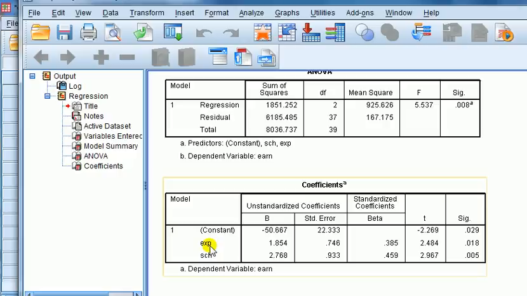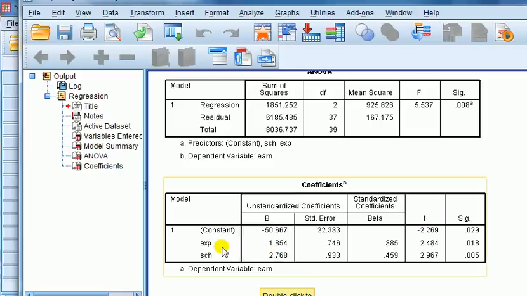on earnings, you expect that the more experience you have, the higher earnings you should get. So you'd expect a positive coefficient. Indeed we do, because it's positive, 0.1854. Schooling, you expect the more years of schooling you have, the higher the earnings. So we expect that to be positive. There you go, positive 0.2768.